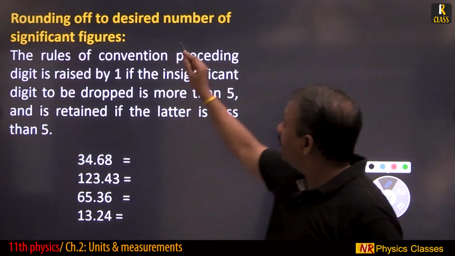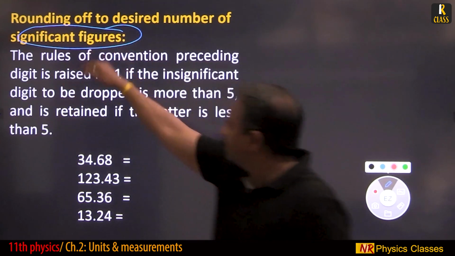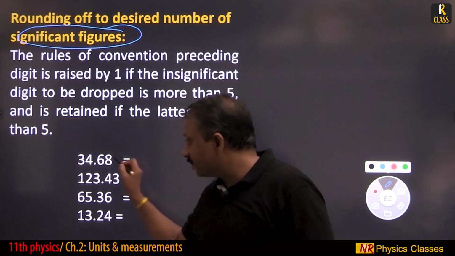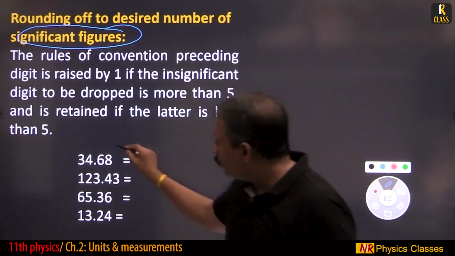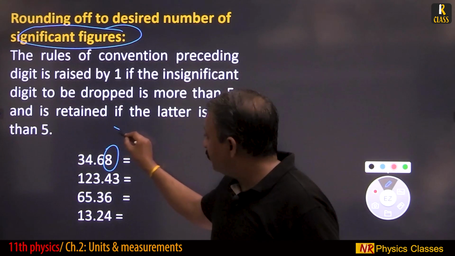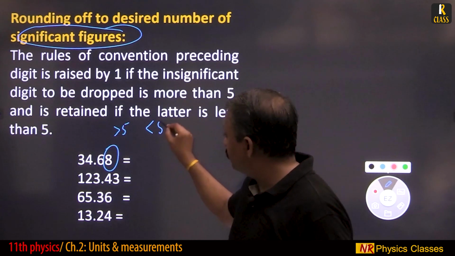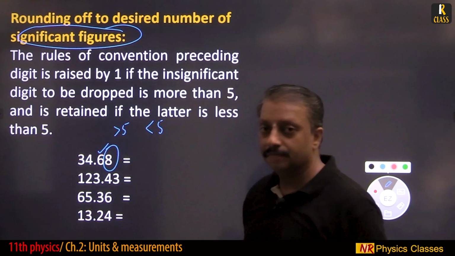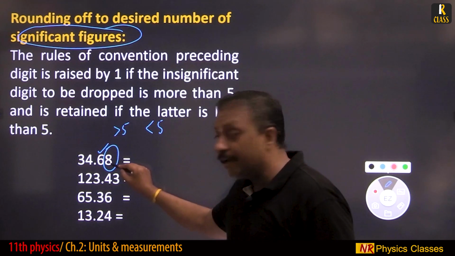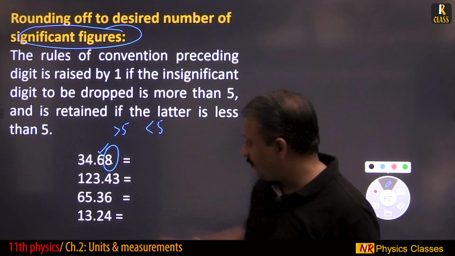Now, rounding off to a desired number of significant figures. For time being, neglect this. How to round off a number? Suppose there are 4 digits and I want only 3 digits. How to neglect the last digit, how to round off that number? If the digit is greater than 5, add 1 to the previous. If it is less than 5, retain the previous as it is. That is the first rule. Second rule, if it is 5, what should we do? Now, let us go through these examples.